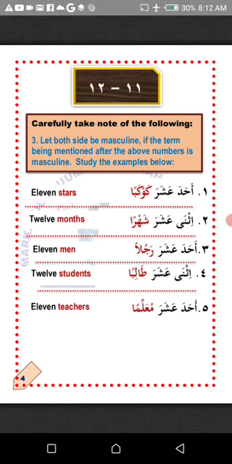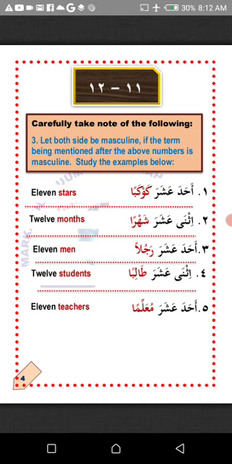Ahada ashara kawkaban, not ihida ashara. I hope you understand. MashaAllah. Ithnan, number 2. Ithna ashara shahran, 12 months. Thalatha, number 3. Ahada ashara rajulan, 11 men.